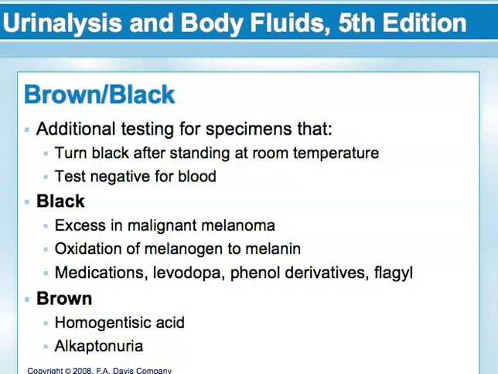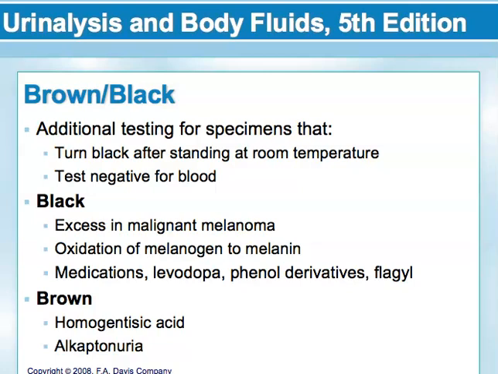Okay, brown or black urines. Additional testing should be performed on urine specimens that turn brown or black on standing, but have negative chemical results for blood because they may contain melanin or homogentisic acid. Melanin is produced in excess when there's a malignant melanoma present. Homogentisic acid, which is a metabolite of phenylalanine, will cause a brown color in alkaline urine in people with the inborn error of metabolism called alkaptonuria. And we're going to get more into the inborn errors of metabolism in Unit 4.